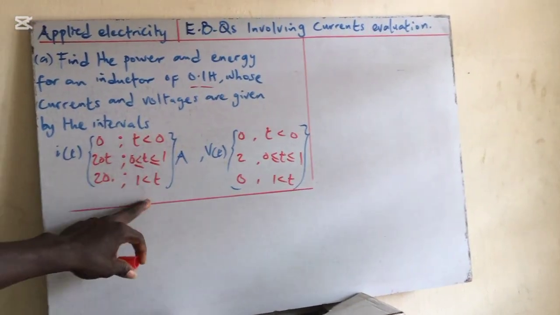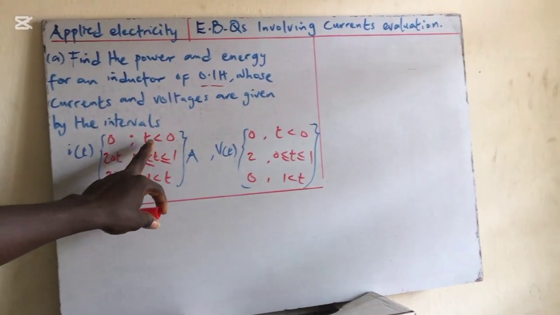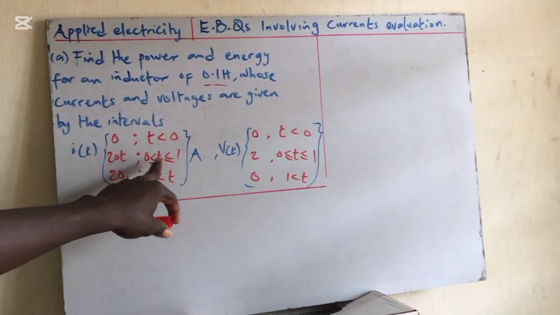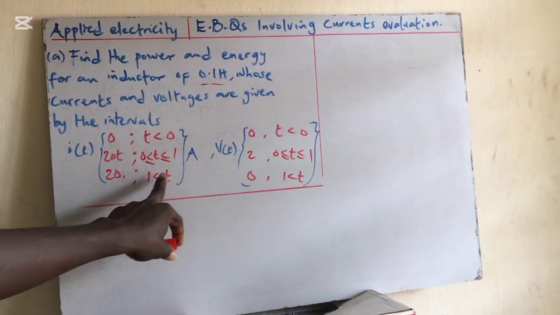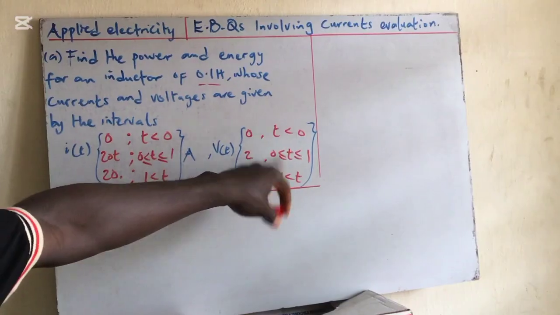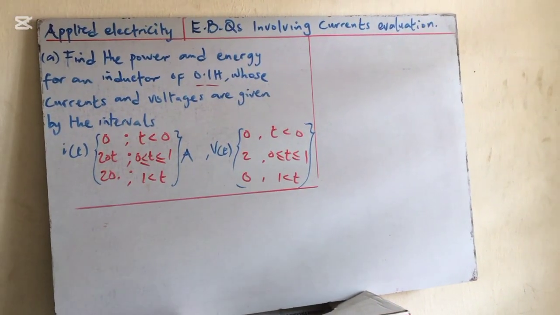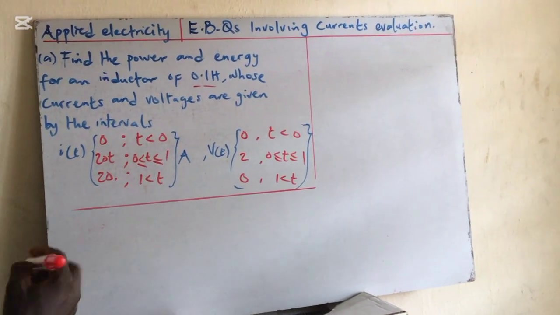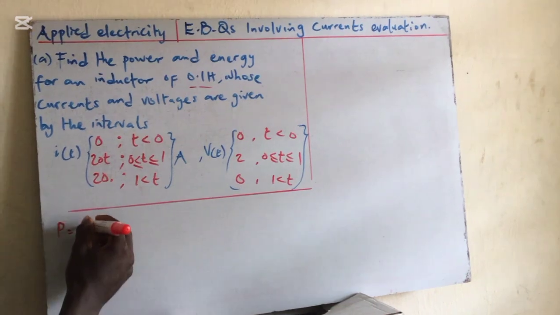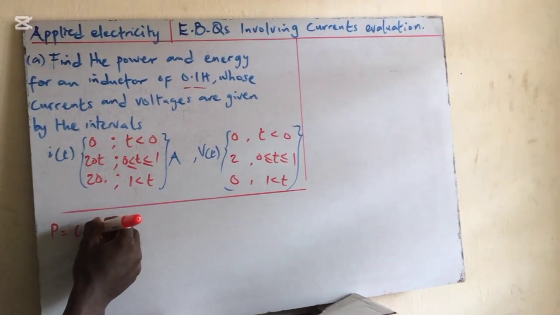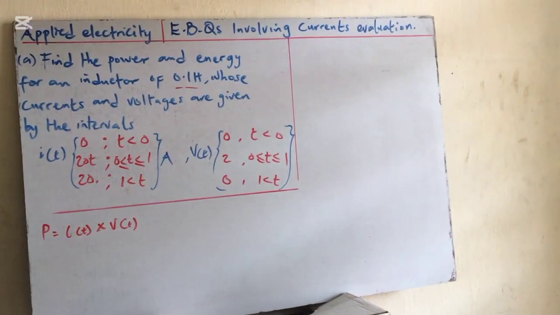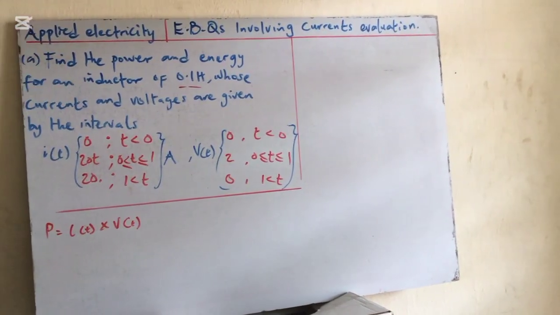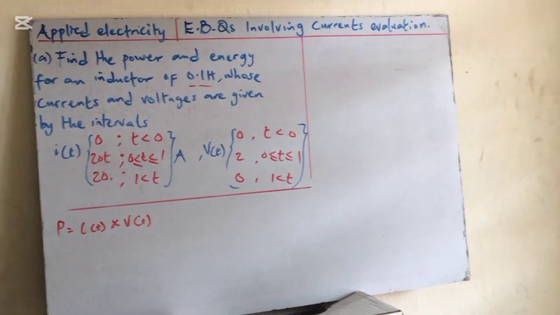So these are the conditions, these are the ranges that they gave us: t less than 0, t greater than or equals to 0 and less than or equals to 1, then t greater than 1. We also have the same thing here too. So now we know the formula for power. To calculate power, it is i of t multiplied by v of t, and we have them in 3 segments. So you also answer it in 3 segments too.